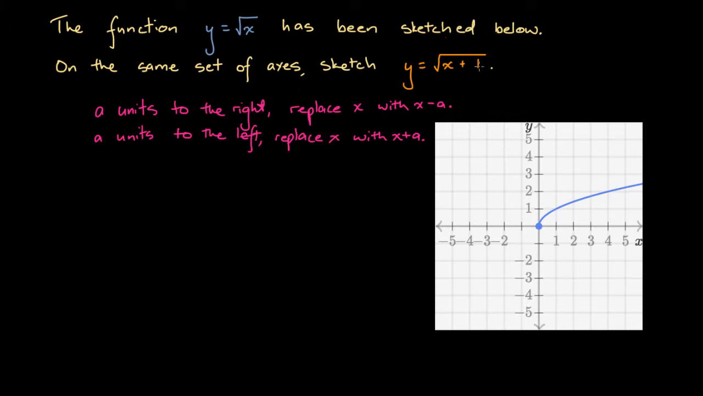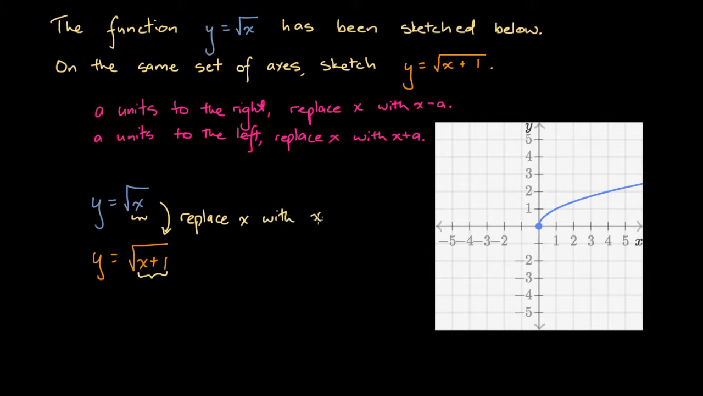Okay, so let's have a look at this functional form. Our original functional form is y equals the square root of x. And our second functional form is y equals the square root of x plus 1. The question is, what do we have to do in order to get from this original functional form to this second functional form? And the answer is that we replace this x here with x plus 1. That's how we got from this blue expression to this orange expression.